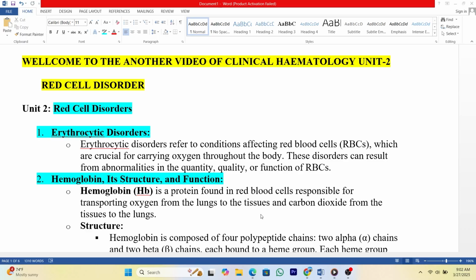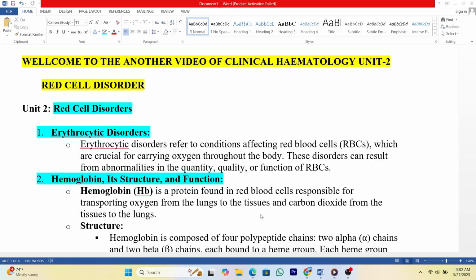1. Erythrocytic disorders. Erythrocytic disorders refer to conditions affecting red blood cells, RBCs, which are crucial for carrying oxygen throughout the body. These disorders can result from abnormalities in the quantity, quality, or function of RBCs.